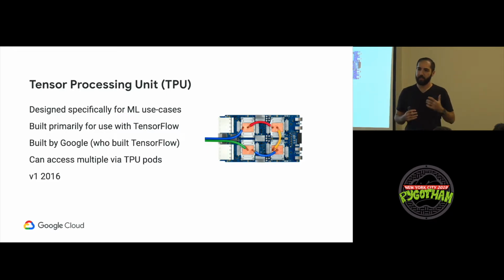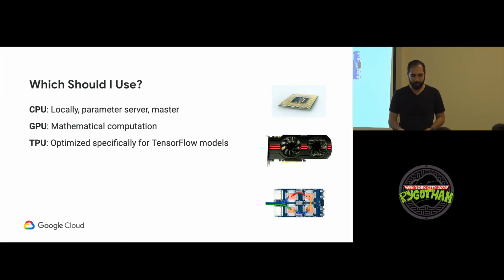And the idea here is that they're able to provide even better performance than GPUs are able to, but they really rely on optimizing very closely with TensorFlow. So if you're using TensorFlow, they're great, but otherwise you might have some issues with compatibility. And like CPUs and GPUs, you can chain multiples of these together in what we call TPU pods.